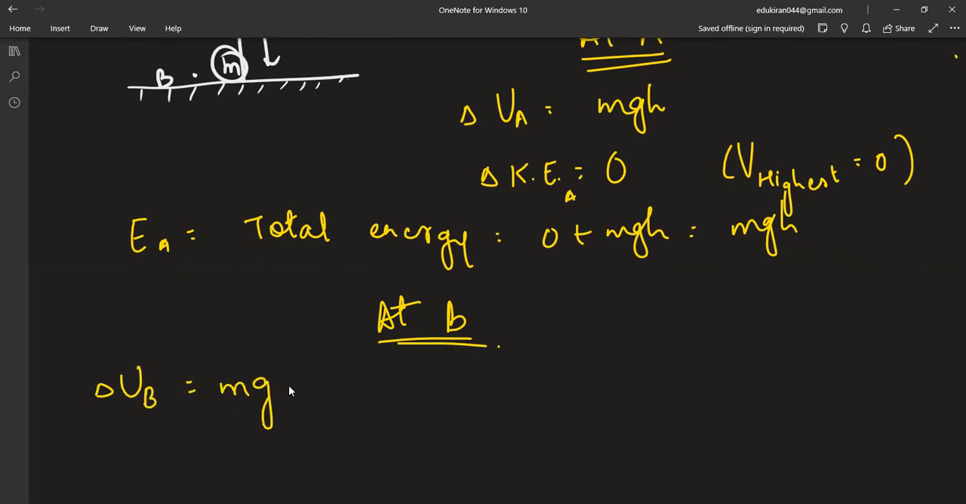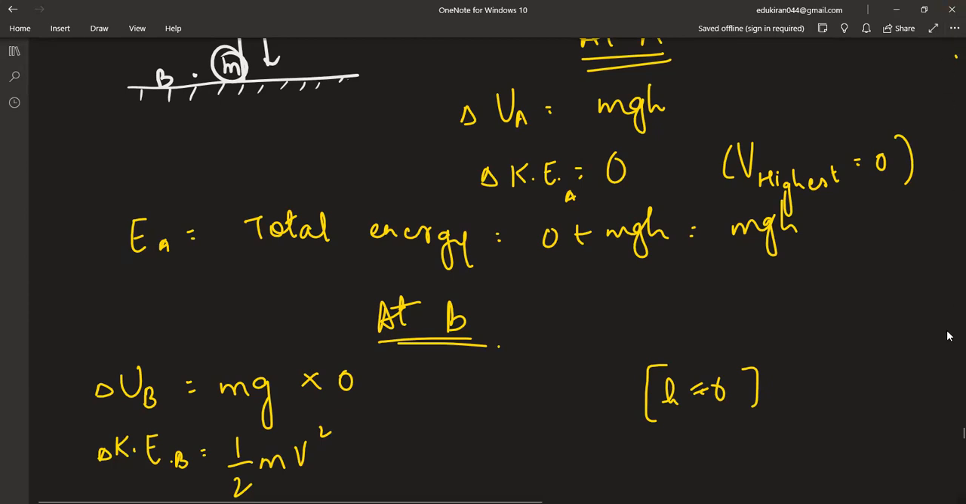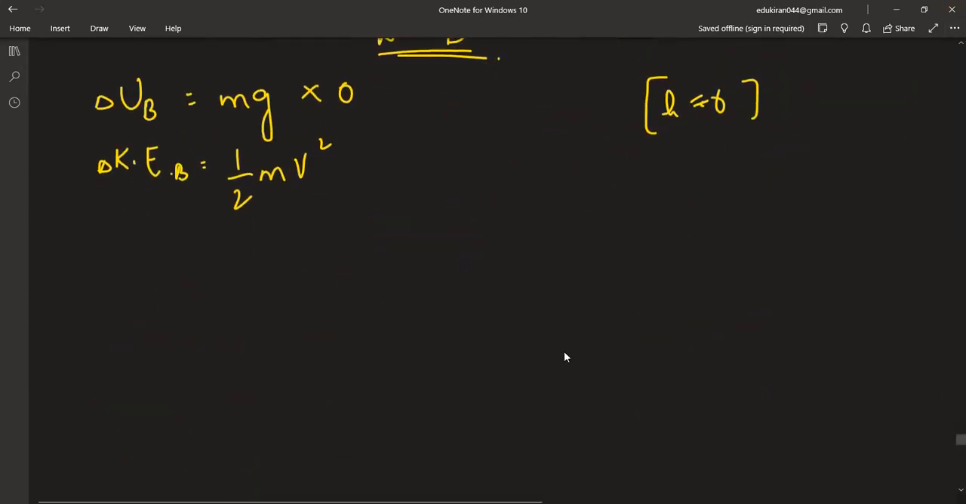At this point, force into displacement will be 0, right? Why? Because height is 0. So force into displacement, this will be 0. All right. But this time kinetic energy will be existing. That is half mv square. Now, what is the value of this v square? This we have to calculate because we do not have any information regarding it.